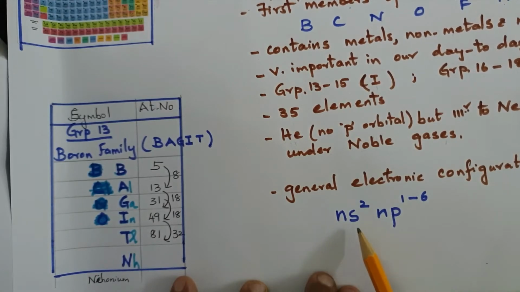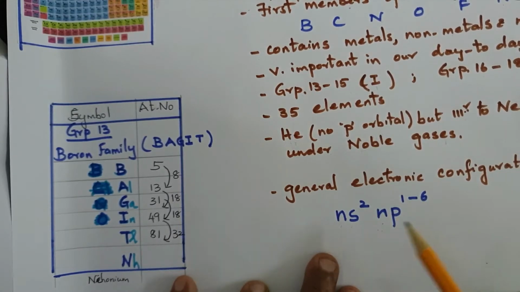n stands for the period number. Period number 3, period number 4, 5, 6 or 7. So that will be the period number. n stands for the period number.